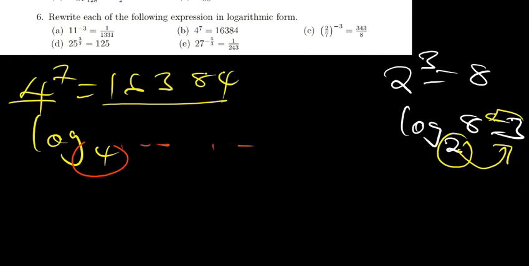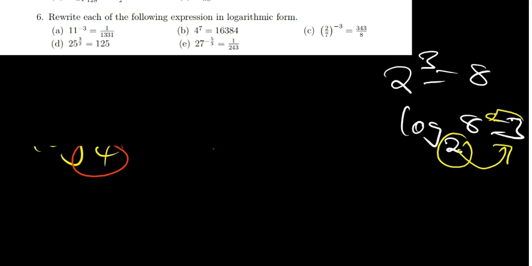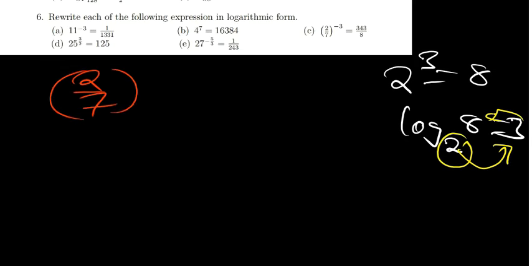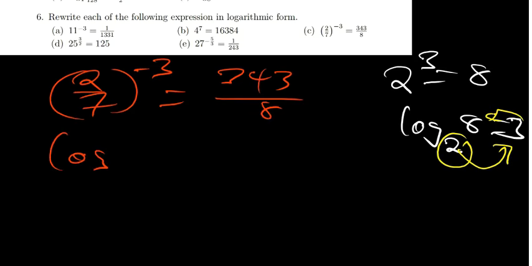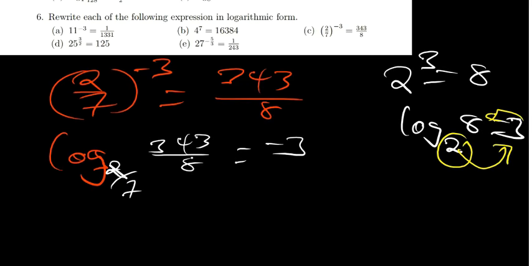Okay, now you can do part C. Part C is 2 over 7 raised to the power negative 3 is equal to 343 over 8. So this is going to be log base 2 over 7 of 343 over 8 is equal to negative 3. As simple as that.